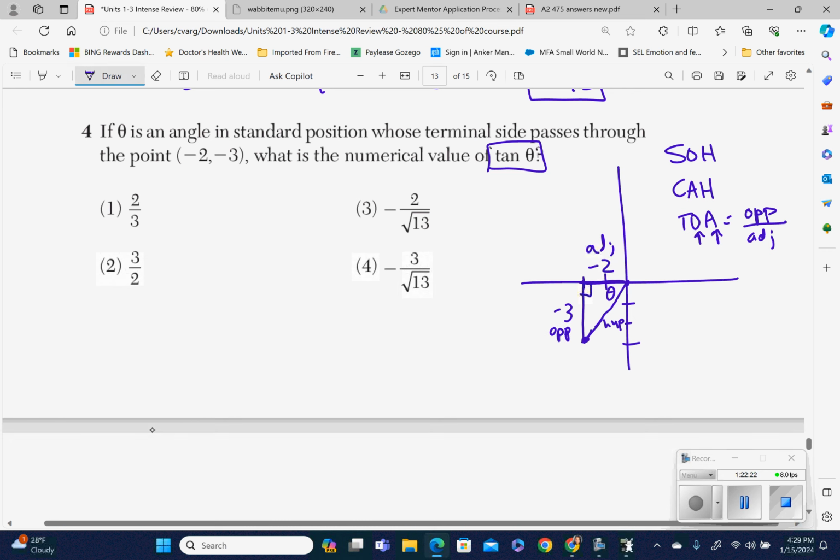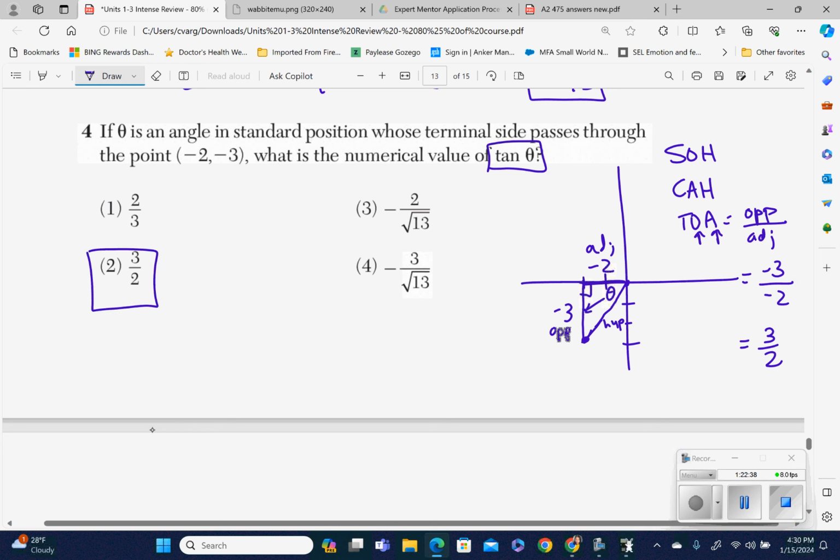So now we're just writing it as a fraction. We're going to put the opposite first, which is -3 on top, and then the adjacent side goes next, so -2. -3 divided by -2, negative divided by negative is a positive, so that's going to be 3/2.